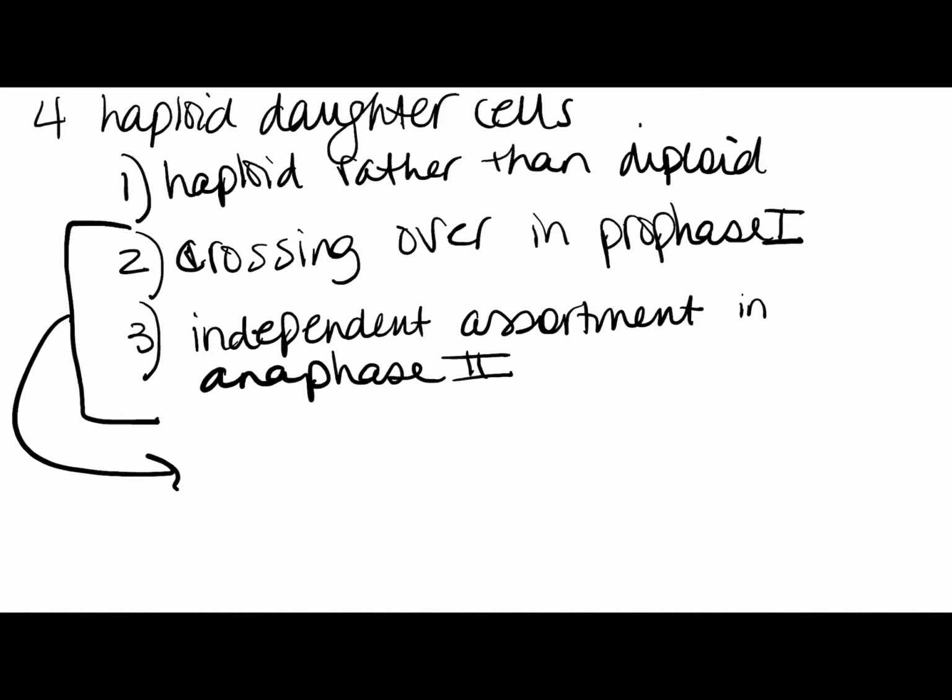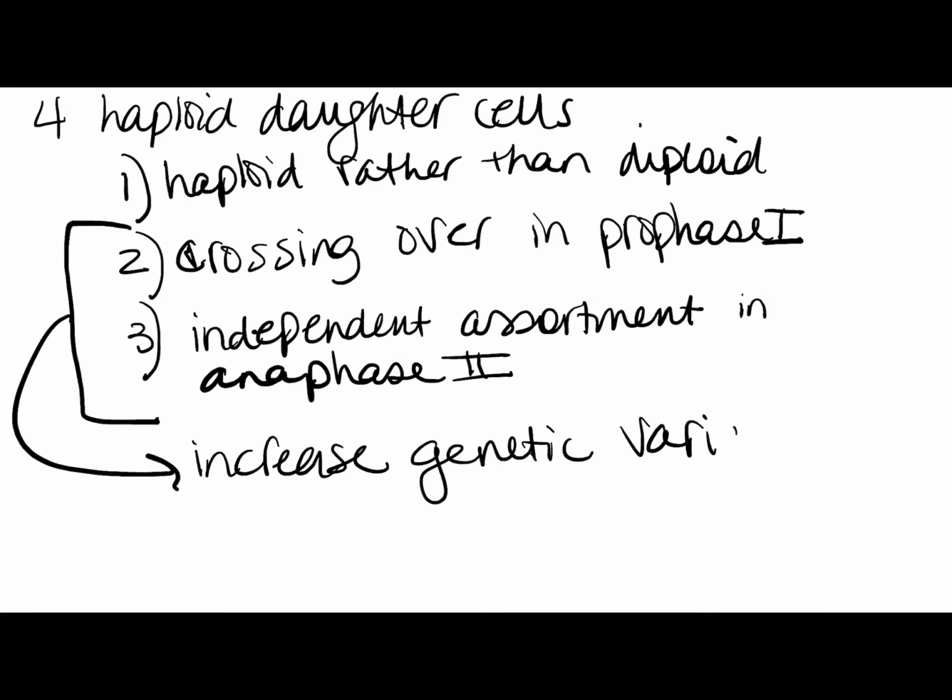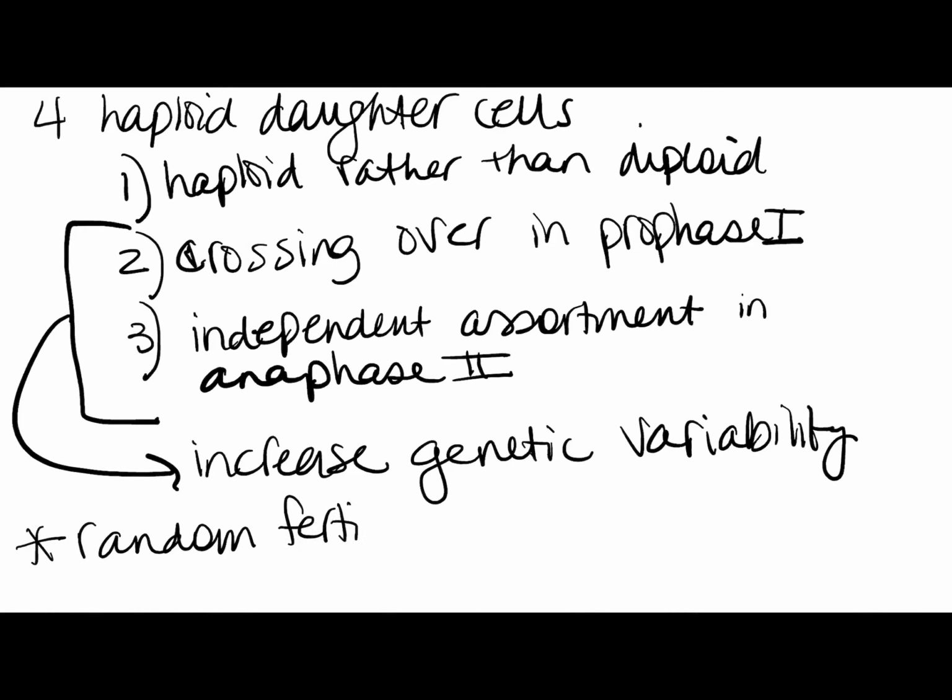Okay, now crossing over and independent assortment increase genetic variability. We've talked about this a lot. Another thing that increases genetic variability in populations that reproduce sexually is random fertilization.